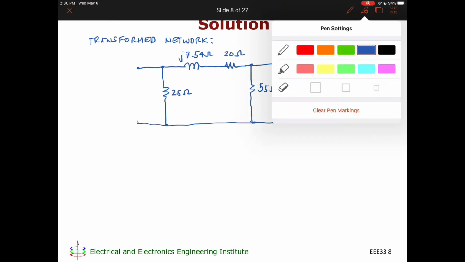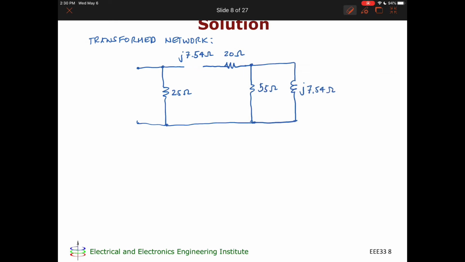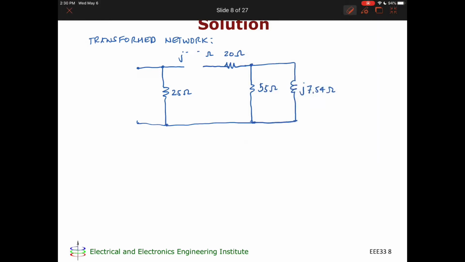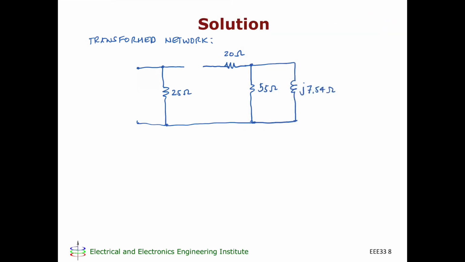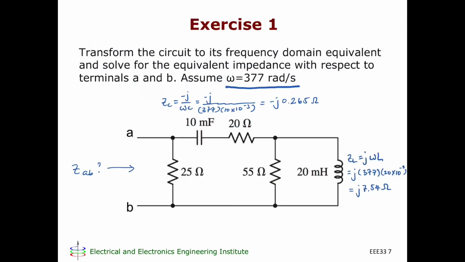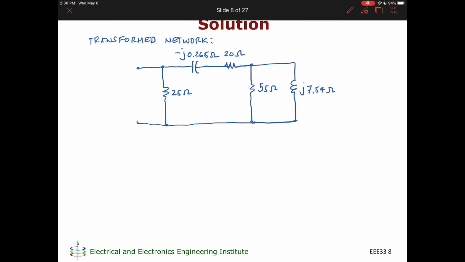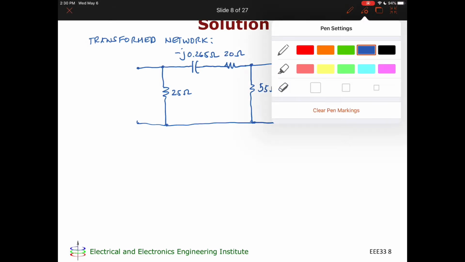Sorry about this. This is a capacitor. This is a capacitor, so this is minus j0.265 ohms.